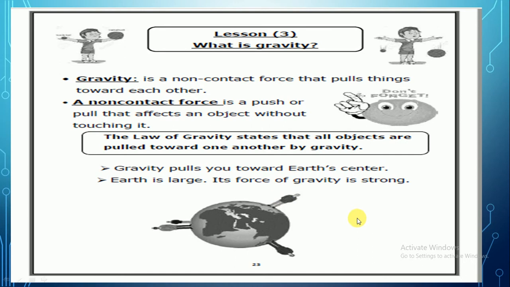If you think with me, you're gonna find that the sun is larger than Earth, so the sun has much more gravity. Excellent. It's so strong. That's why the Earth and other planets rotate around the sun. Why? Because of the gravity of the sun.